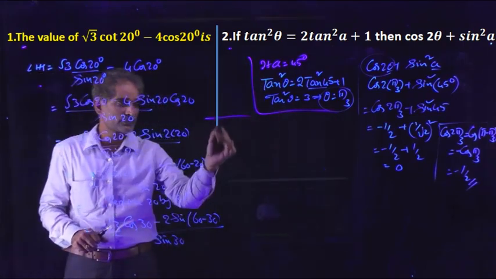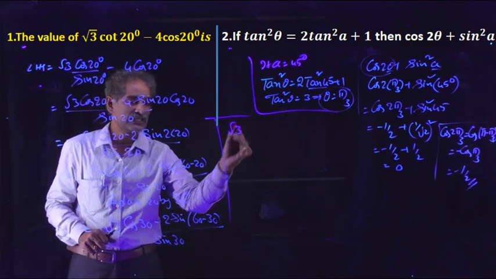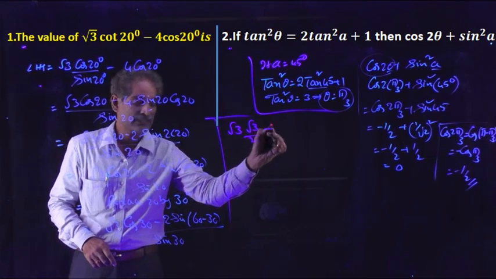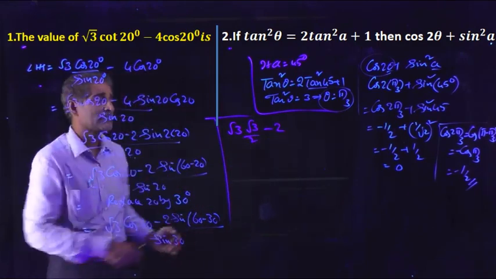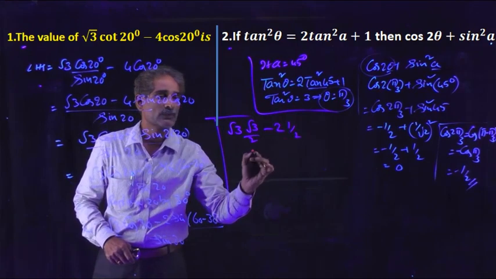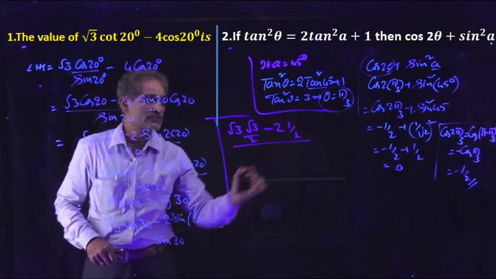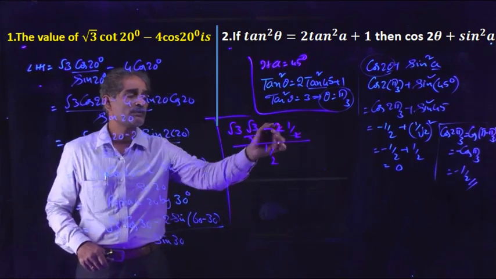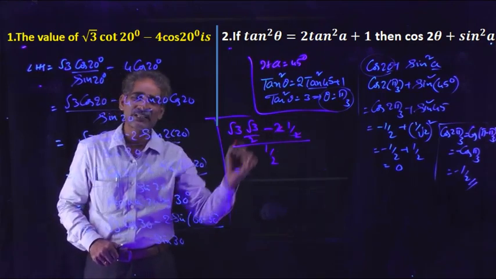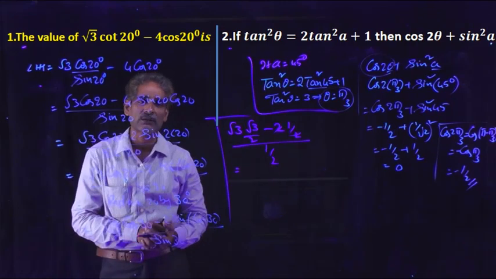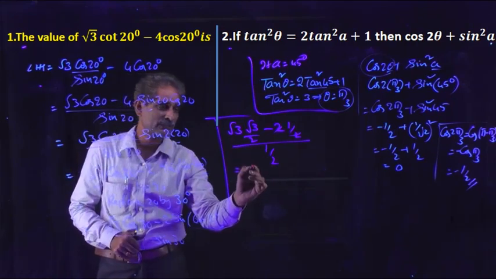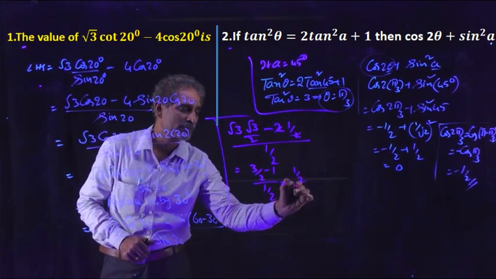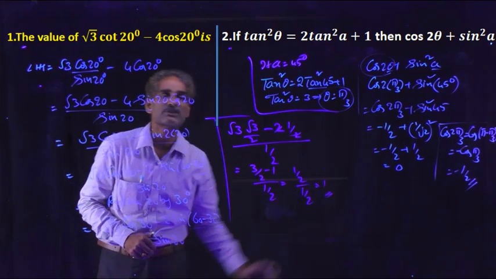Here write down the values of these functions. Root 3 into cos 30 is equal to root 3 by 2 minus 2 into sin 30, which is 1 by 2, whole divided by sin 30, 1 by 2. So what will happen? 3 by 2 minus 1, divided by 1 by 2. That is equal to 1 by 2 by 1 by 2, which is equal to 1. This is the answer for this problem.